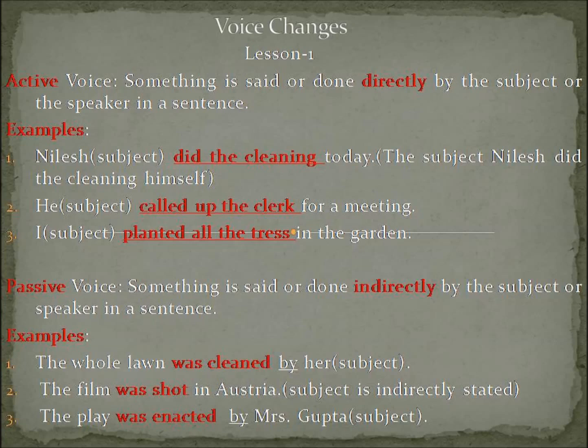The film was shot in Austria. The film was shot. It was shot. It is very well understood that the crew of the film did the shooting, but nothing has been specified directly. The play was enacted by Mrs. Gupta. Mrs. Gupta is the subject, and she enacted the whole play. But by the use of the words was and by, we are suggesting that it was done indirectly.